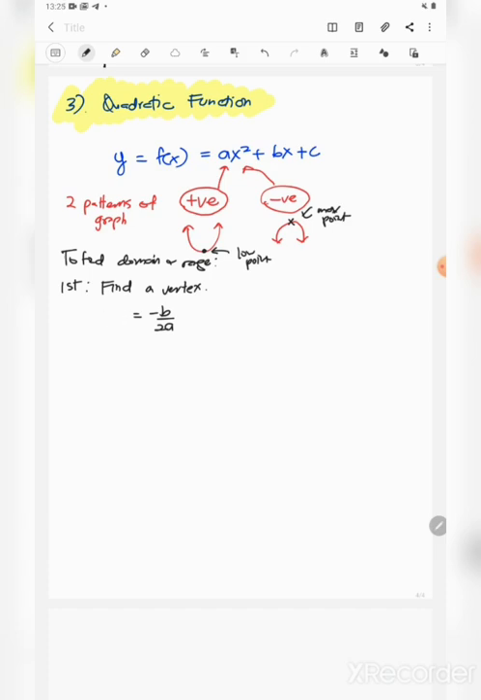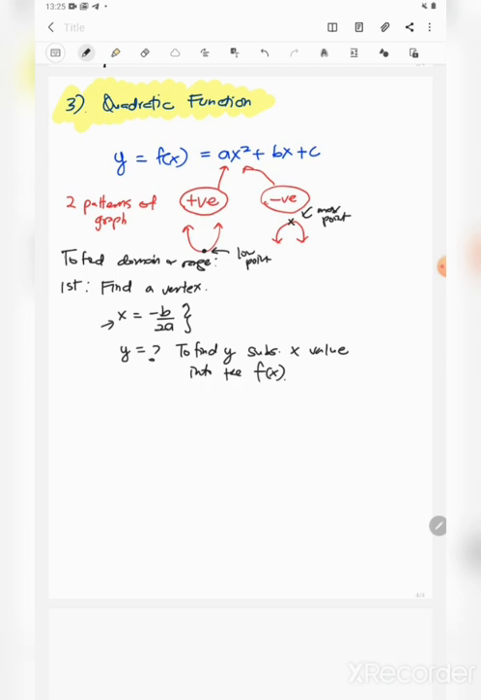Sorry, not y, x. x equals negative b divided by 2a. Once you get the value of x here, to find the value of y, you have to substitute the x value that we got for the vertex into the equation. To find y, substitute the x value into the function.